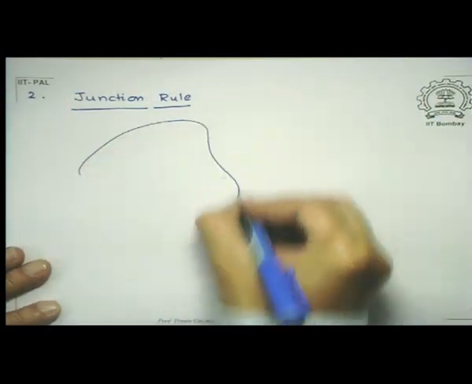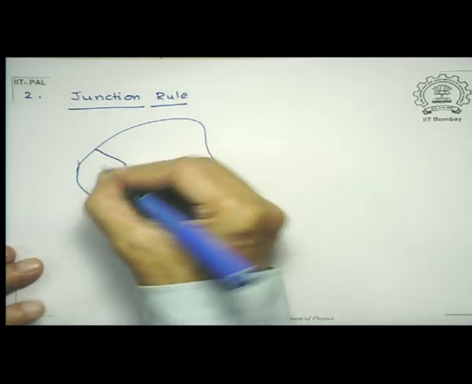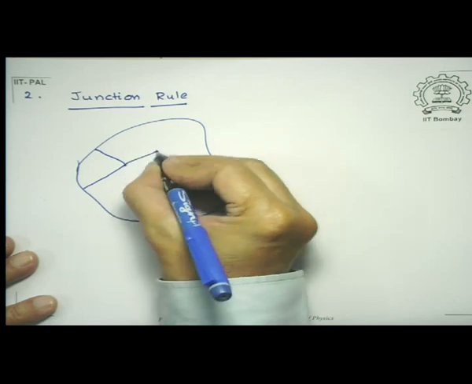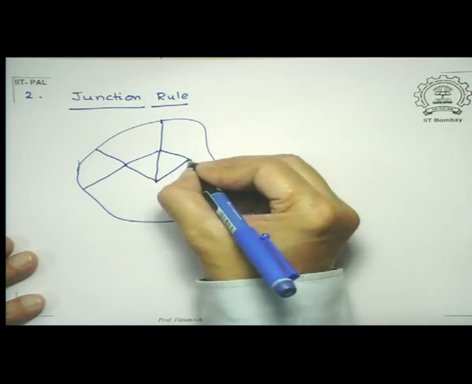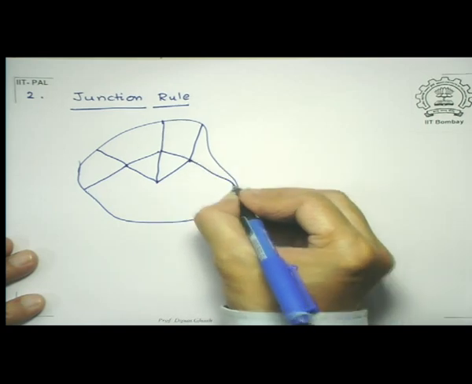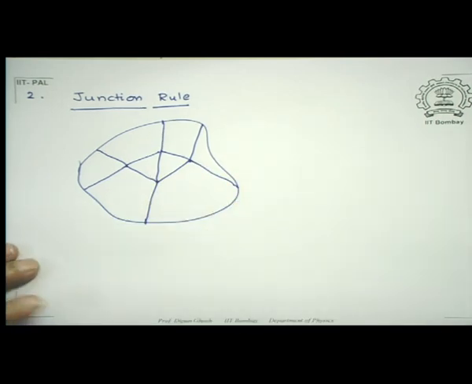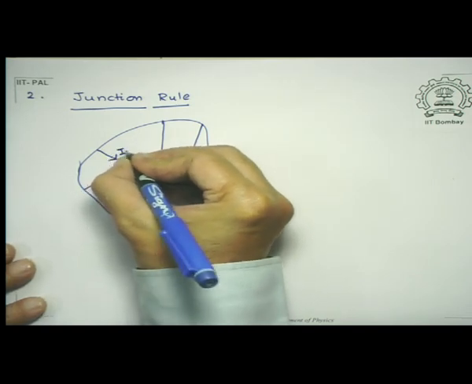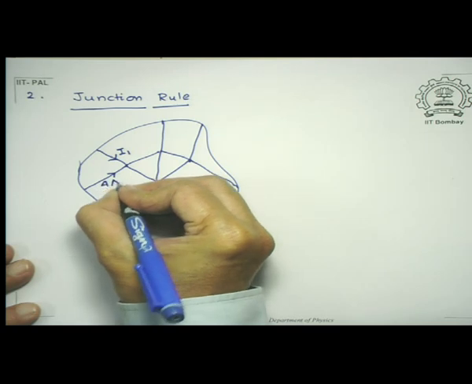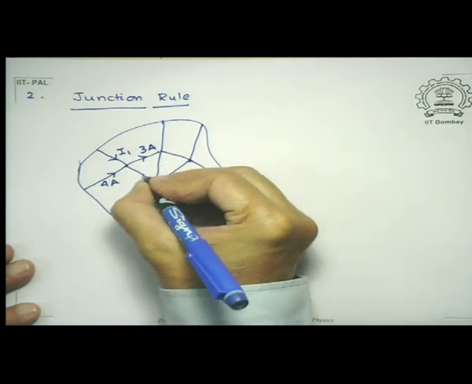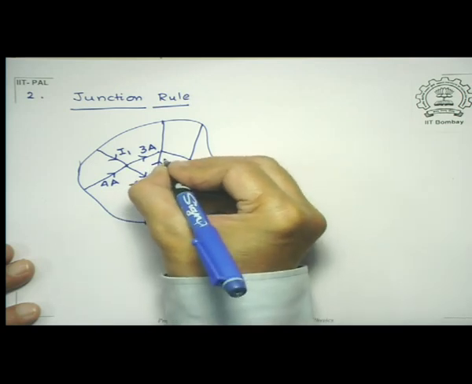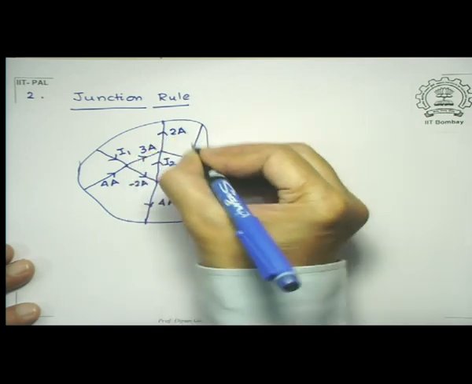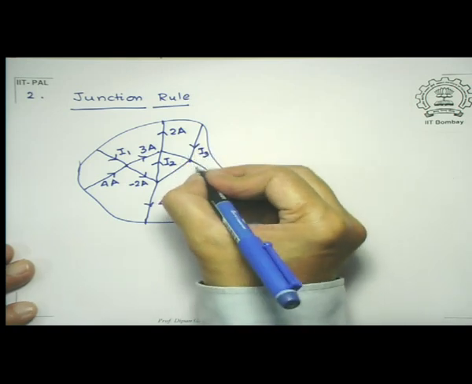So let me illustrate this. I'm not giving any circuit, but let me say that I have a junction of this type. Let me just draw some points here. So what I have done is this. Supposing this is I1, let me say this is 4 amperes, this is 3 amperes, this is minus 2 amperes, something like this, 4 amperes, let's call this I2, which I don't know. This is 2 amperes. This is I3, let us say, and this is 2 amperes.